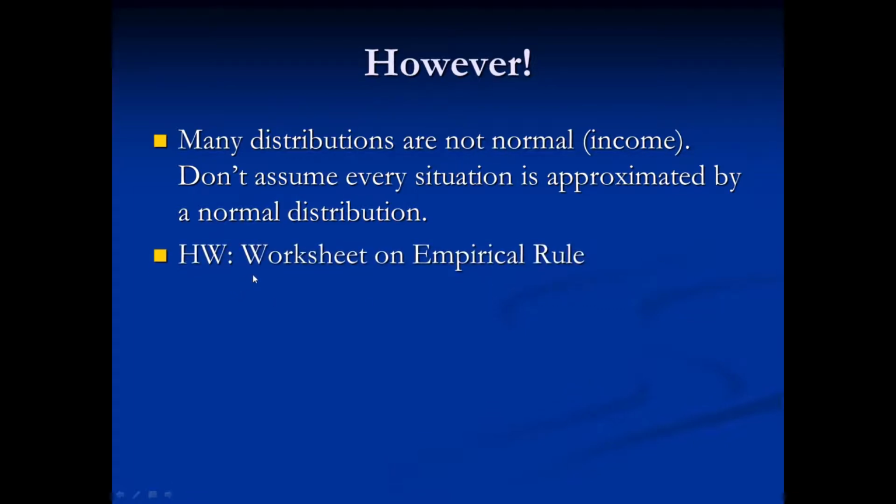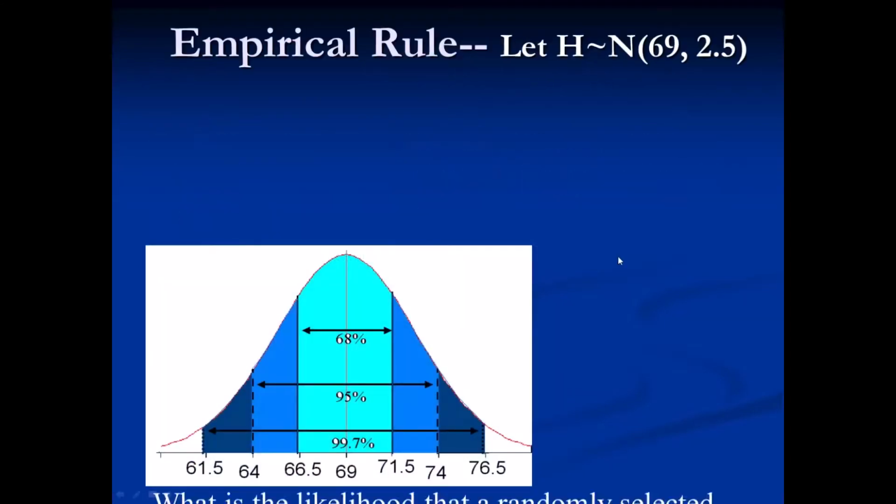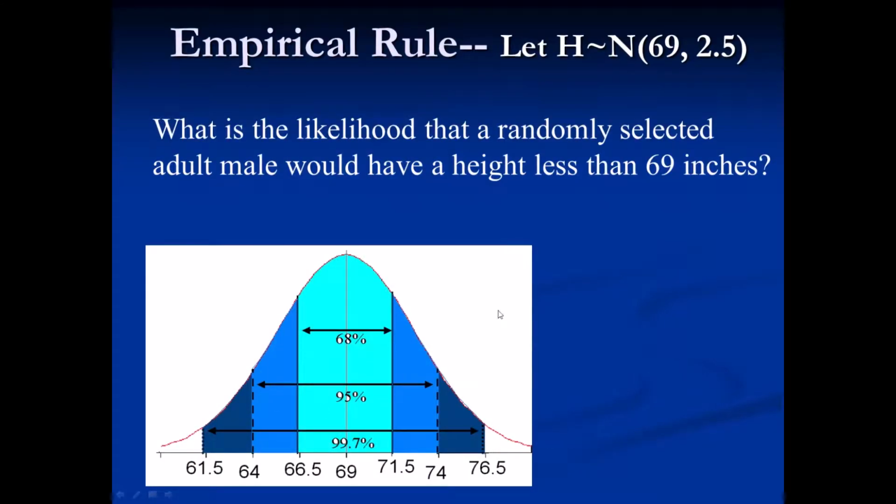All right, so we're going to do a worksheet on the empirical rule, and the following are going to be some examples of what you're going to have to do with this. So here's a normal model for heights, and I guess for adult males. What is the likelihood that a randomly selected adult male would have a height of less than 69 inches? Likelihood is probability, so we're going to answer in proportions.